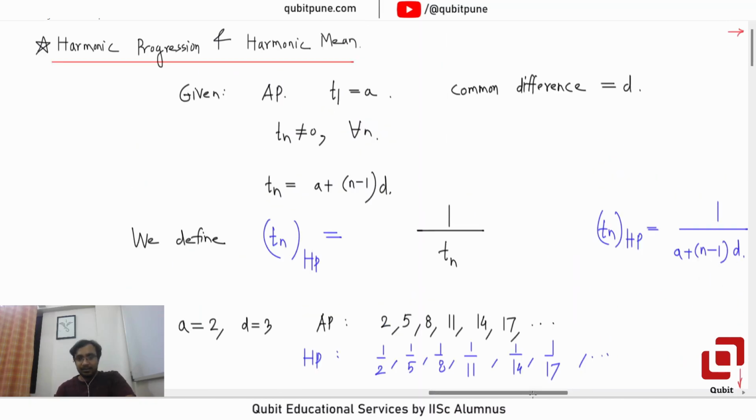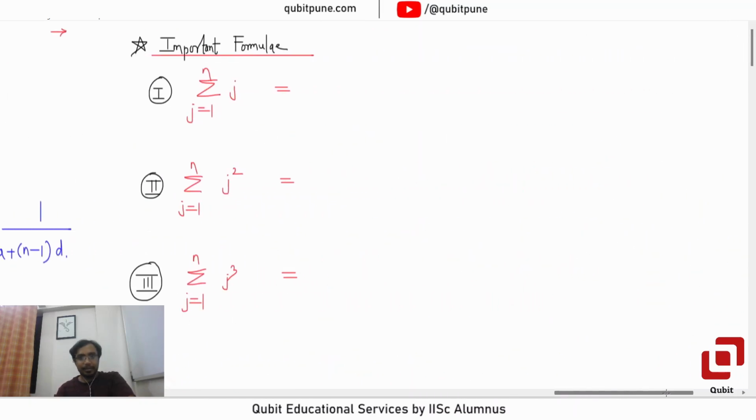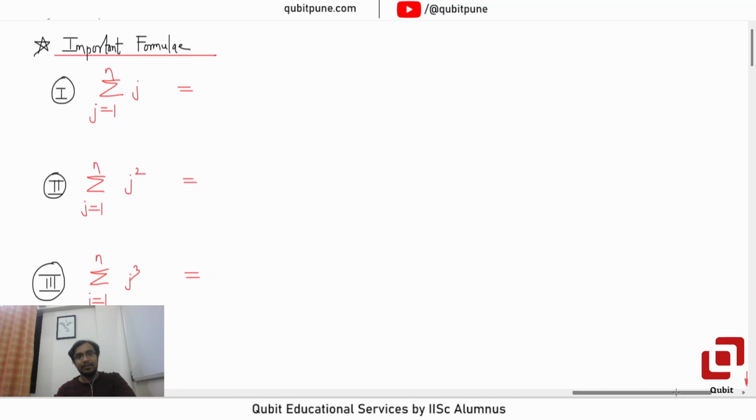Alright, let's now go to the last part. Important formulae. Sum of first n natural numbers, n into n plus 1 upon 2.